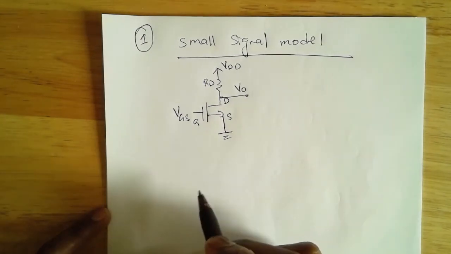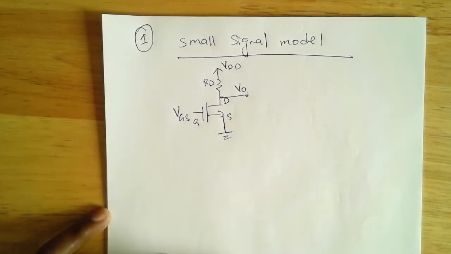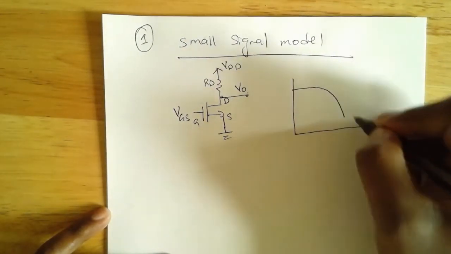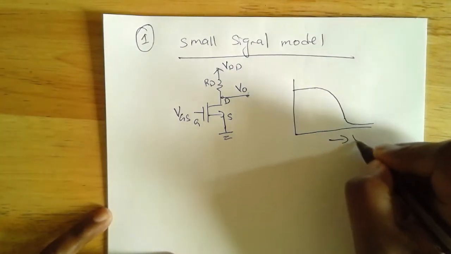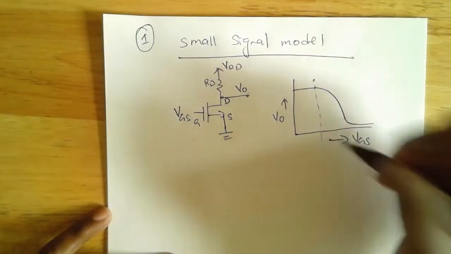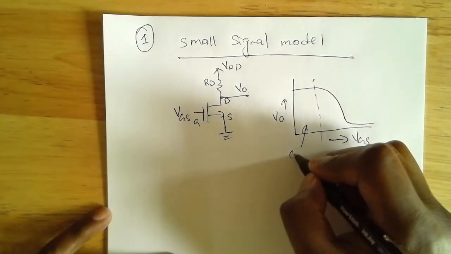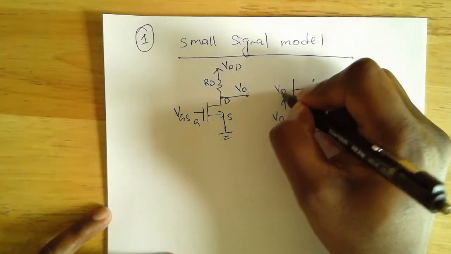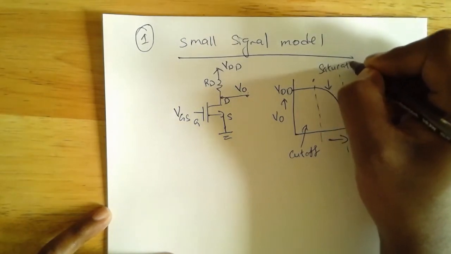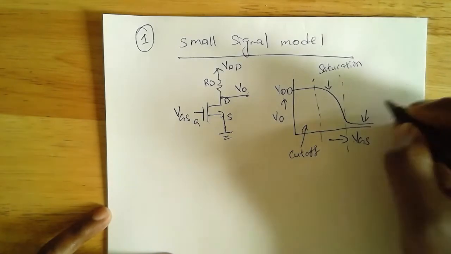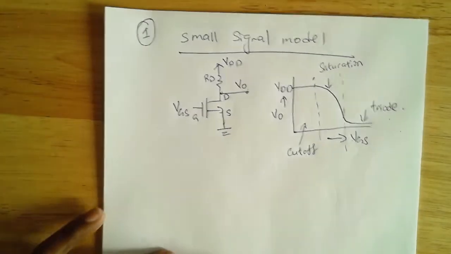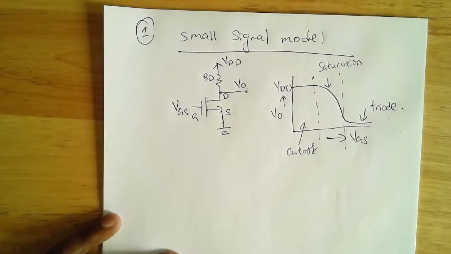So when you plot VO versus VGS, the plot looks something like this, where the x-axis is VGS and the y-axis is output. In this region, the transistor is in cutoff, and this voltage was VDD. In this region, the transistor is in saturation, and in this region, the MOSFET is in triode. This was the voltage transfer characteristics of this circuit.